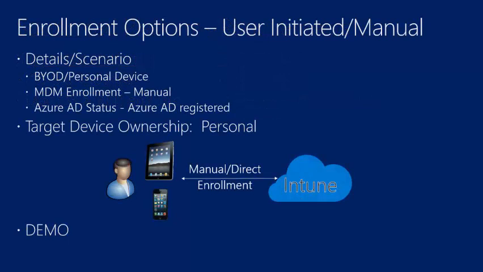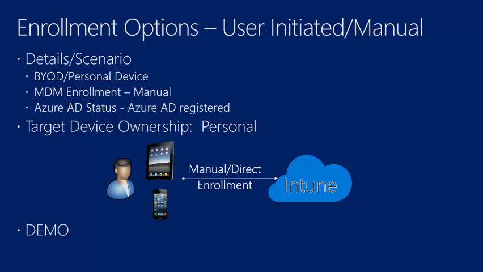Okay, so our first enrollment method, the user-initiated manual type enrollment. This would be a bring your own device kind of scenario where a user wants to use their personal device to do work in the organization, access email, that kind of thing. So the idea for this is if they're going to use their own personal device, then there needs to be a mechanism where they can manually choose to enroll that device in MDM management. Right? So we'll walk through how that works. So the MDM enrollment is going to be manual.